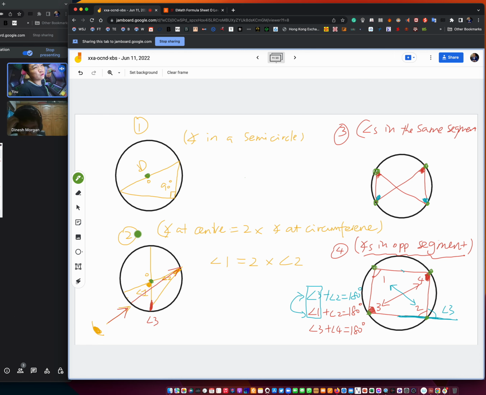So what I'm trying to tell you is that's how you can categorize these. Rules 1 and 2 have something to do with the center of the circle, and for rules 3 and 4, they have nothing to do with the center. Everything is to do with the circumference. Do you understand?